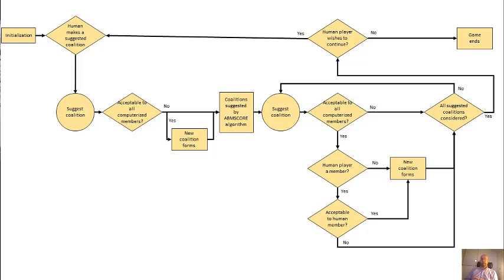This is a flow diagram, a decision diagram, of what happens during a round. Effectively, it's the suggestions and acceptance by the different agents, and it keeps looping around this each iteration until eventually the human player says they are satisfied with the current state of the game.